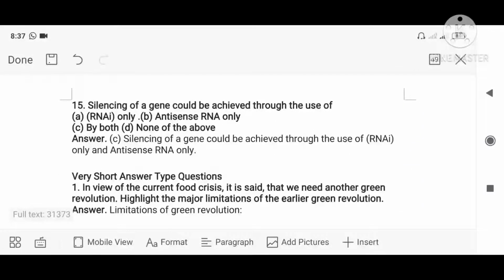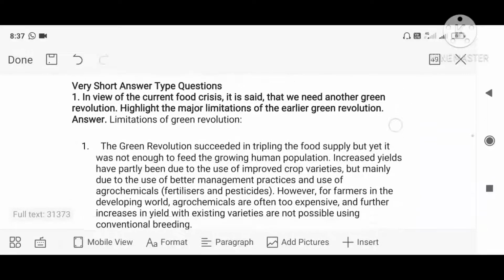Silencing of a gene could be achieved through the use of RNAi only, antisense RNA only, by both or none of the above. So, listen students, antisense term you have learnt in this RNAi, isn't it? So, RNAi as well as antisense RNA both can be used for silencing of a gene. So, the answer will be C, by both RNAi as well as antisense RNA. Next we are moving on to very short question.